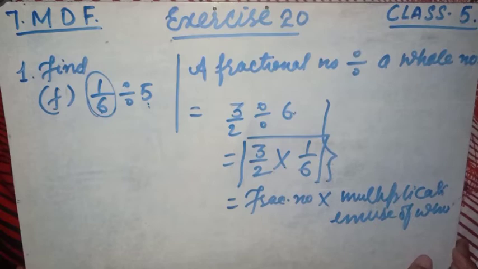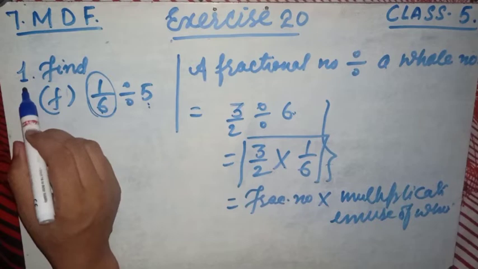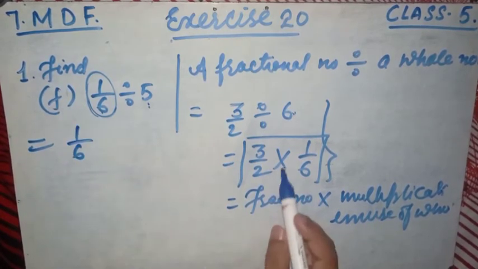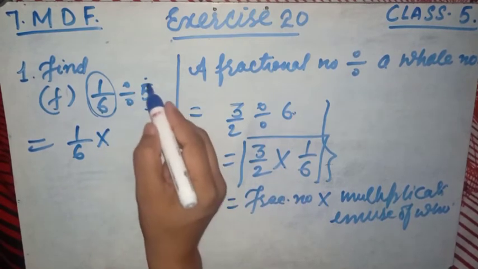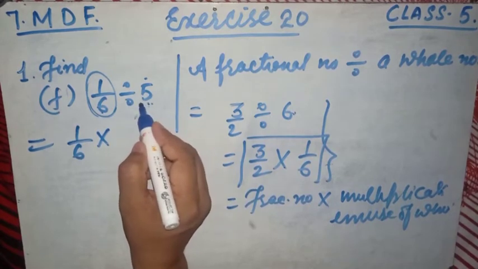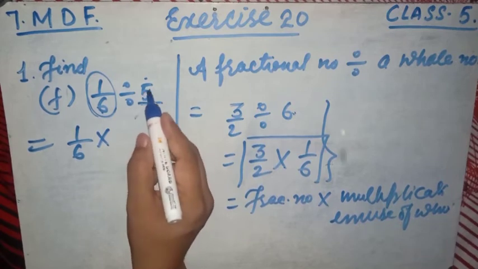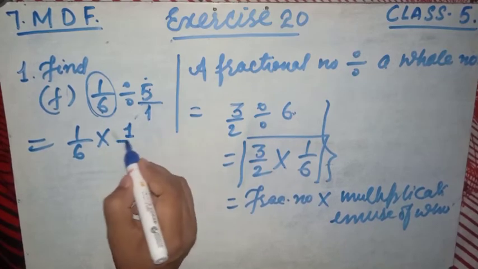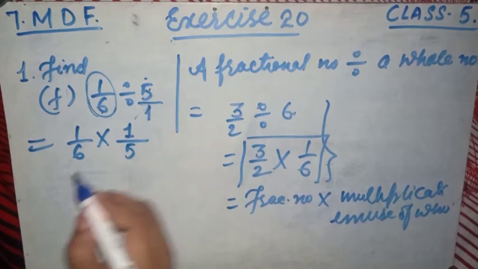Now we will solve this question with the help of this concept. Have a look, question first says find, and we have taken the sub question f, 1 upon 6 as it is. Now we have to change this operation into multiplication, and this number also changes, and this is the multiplicative inverse of 5. So the multiplicative inverse of 5 means 1 by 5. Why? Because 5 means 5 by 1, so 1 could be written as numerator and 5 as denominator. So this is the multiplicative inverse of 5.